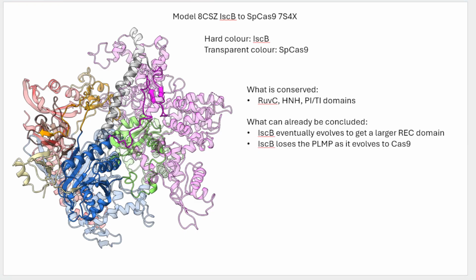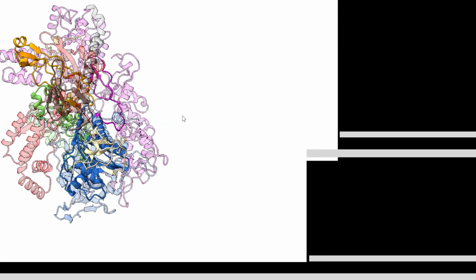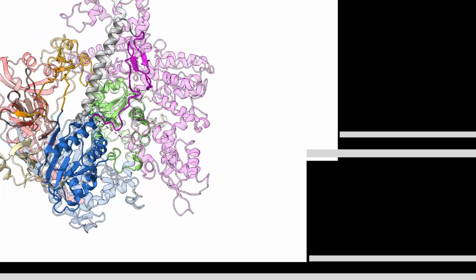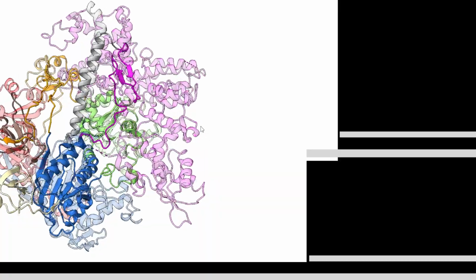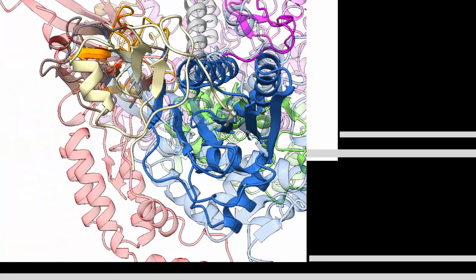Let's just show it off. And that the ISCB eventually evolves to get a larger rec domain, and the ISCB loses the PLMP. Let's just show this off really quickly. That's your bridge helix. PLMP, now kind of lost. RuvC, look at those folds, baby.